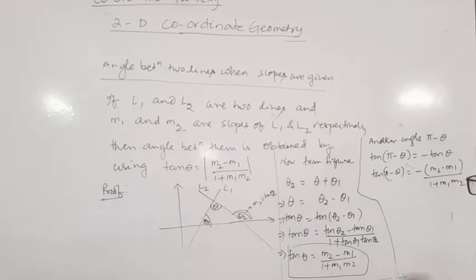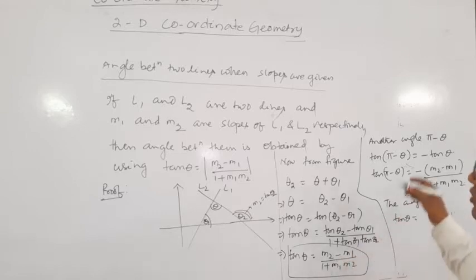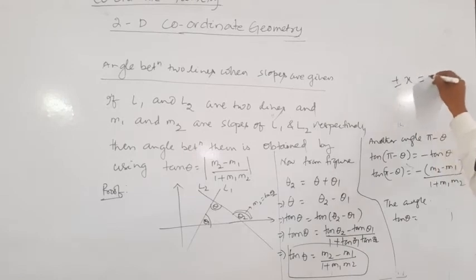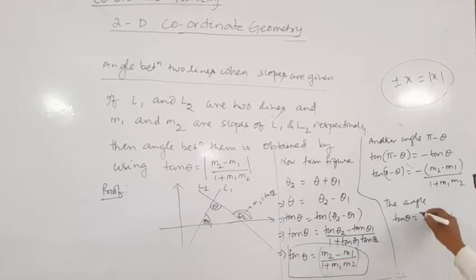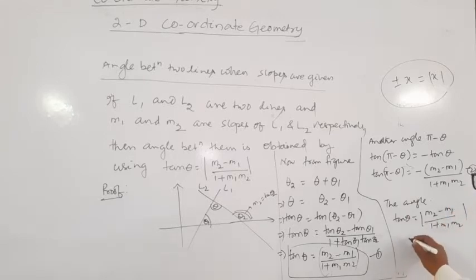So the angle is tan theta is equal to here plus, here minus. Plus or minus x means mod x, so we can write mod of m2 minus m1 divided by 1 plus m1 into m2. This is equation 1.